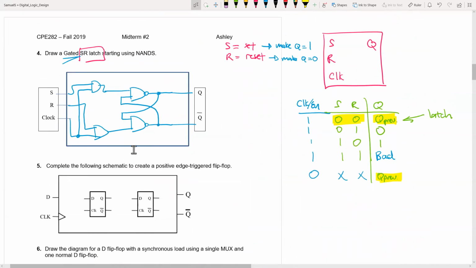And what that'll do is, again, if clock is 0, it'll force both of these outputs of those AND gates to be 0, making it so that the output of these two NAND gates will retain their previous value. Does that make sense? Yeah, that makes perfect sense. Any questions?